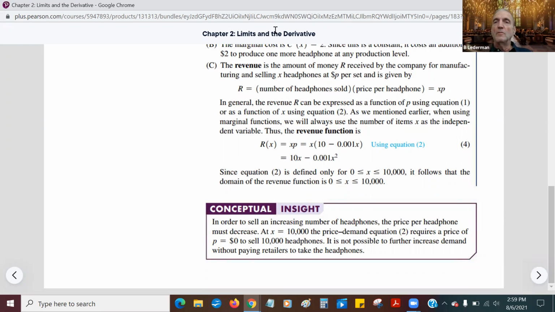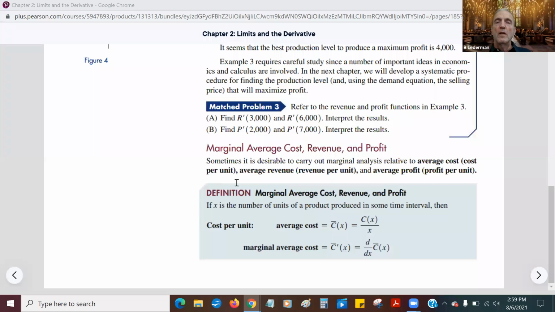And now we're going to look at marginal average cost, revenue, and profit. By the way, everything I'm showing you here, this textbook, is in your MathXL. All you do is click on MathXL where it says textbook, and you can get all this stuff. So you can look all this up on your own, although you see it here in this video. Okay, marginal average cost, revenue, and profit.